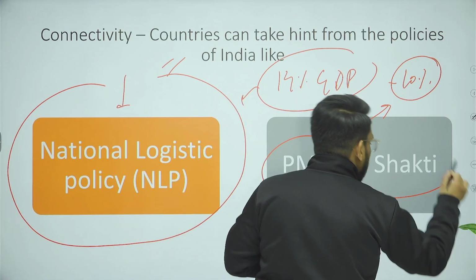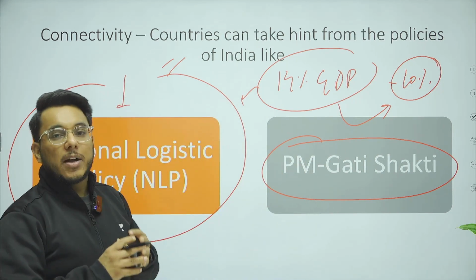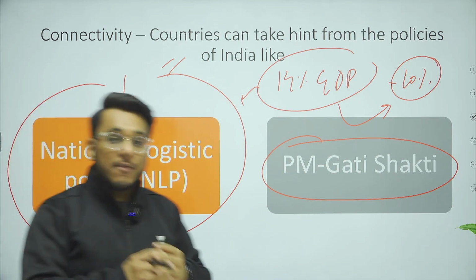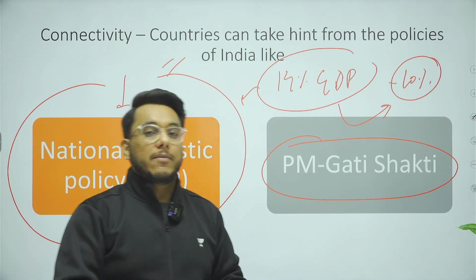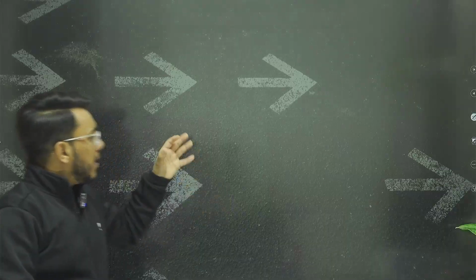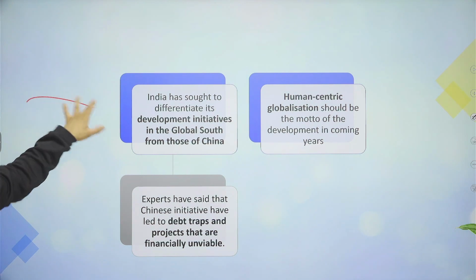PM Gati Shakti, where the government will be focusing on developing infrastructure to enhance connectivity. Is it clear or not? Fine. Now, what can be the way forward?